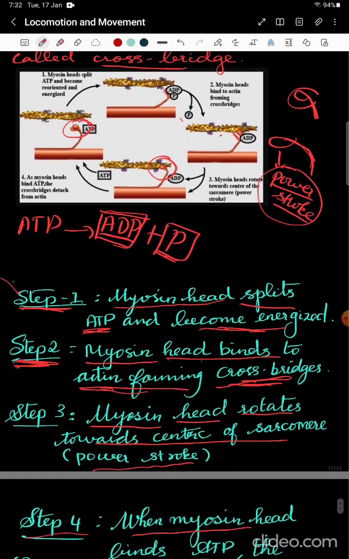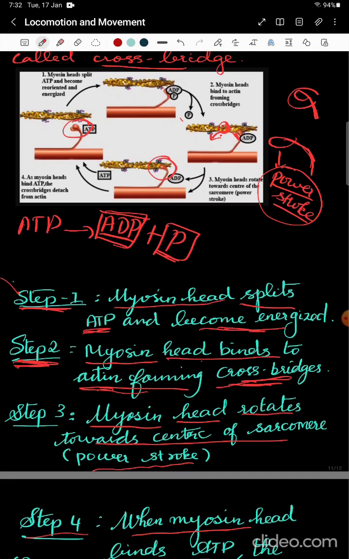Now at the third step, what will happen? After this cross bridge formation, the myosin head will start to bend drastically, and it will reach the center position of the sarcomere. So what is happening in the third step? The myosin head rotates towards the center of the sarcomere. That is called the power stroke. Only after this power stroke will the mechanism of contraction begin, and the contraction of the sarcomere will take place. Understood? Again, I am repeating: these are the three steps you need to know for contraction of muscle.